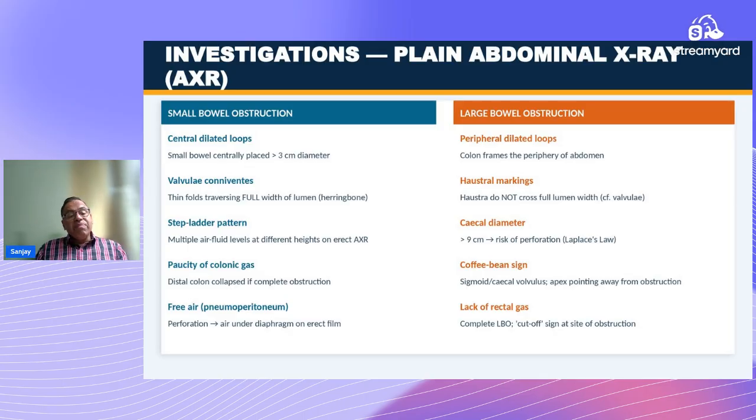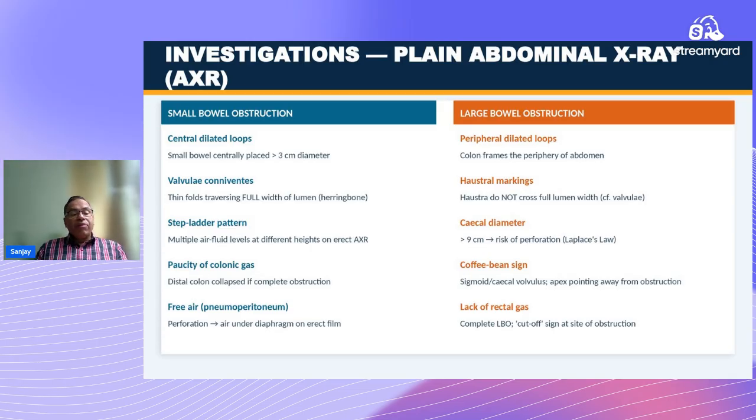Colonic gas may be less or absent in cases of small bowel obstruction, especially complete obstruction. And if there is any pneumoperitoneum, free air under the diaphragm, that obviously would suggest that there is a perforation of the small bowel. Whereas on abdominal X-ray in large bowel obstruction, there would be more peripherally dilated gas-filled bowel loops. Here, haustrations would be seen.